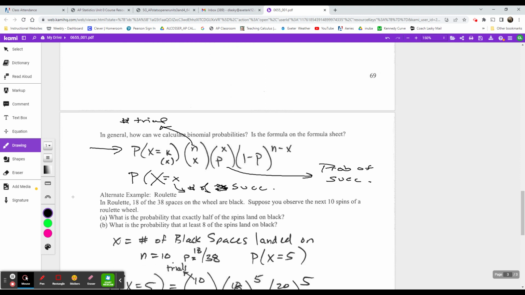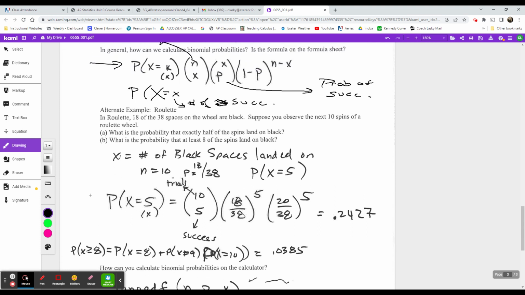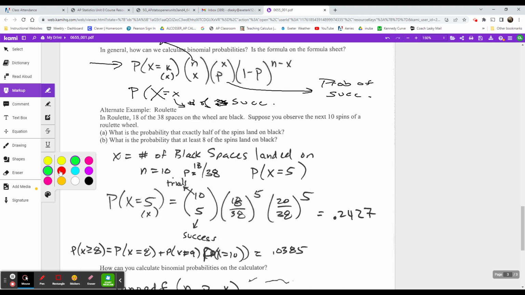So if we look at it this way, we're using this formula up here. I will go up here and look at this. X is the number of black spaces landed on. The number of black spaces is 18 of 38, so there's my probability. And X is my number of black spaces.